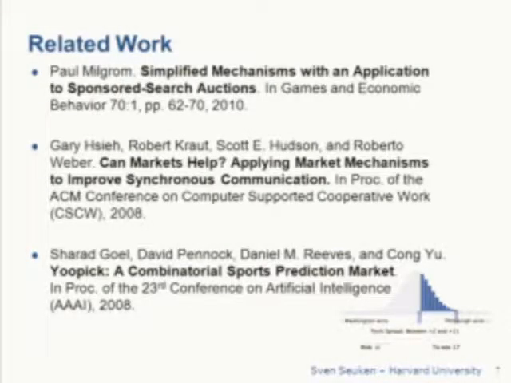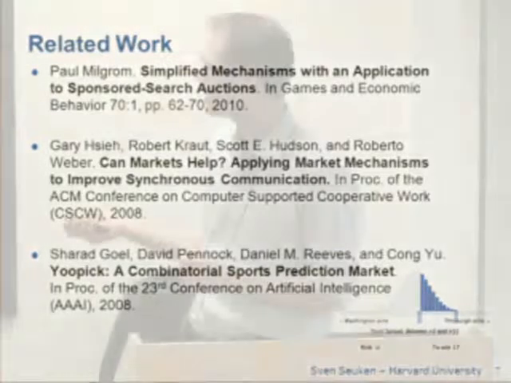And then there's a third application I want to mention by Guel, Panak, Reeves, and Yu, who introduced UPick, which is a combinatorial sports prediction market. And it's an application on Facebook which lets users make bets on a combinatorial market simply by having two sliders that they can move left and right to specify their part of a probability distribution that they want to bet on. And that's also very much in line with the hidden market idea in the sense that it's hiding a lot of the underlying complexity from the users but lets them effectively interact with the market.